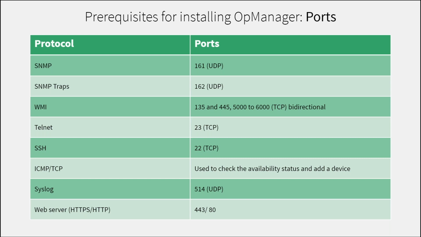For syslogs to be collected from the firewalls, you can go with port number 514, and the basic web server ports 443 and 80 for HTTPS and HTTP respectively have to be open on the firewall. Before we get to installing OpManager, we have to make sure all these ports are open in the firewall to get OpManager installed seamlessly.